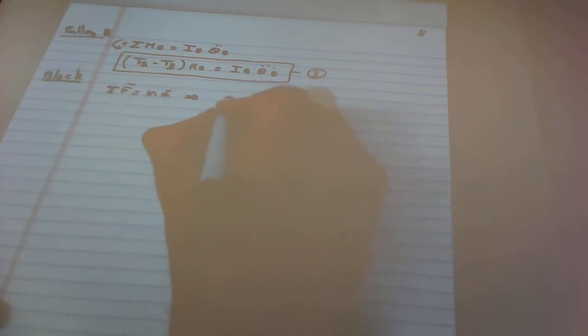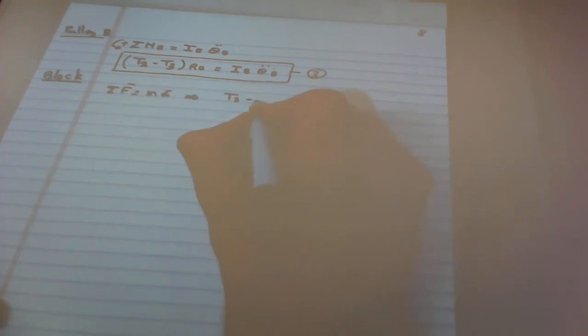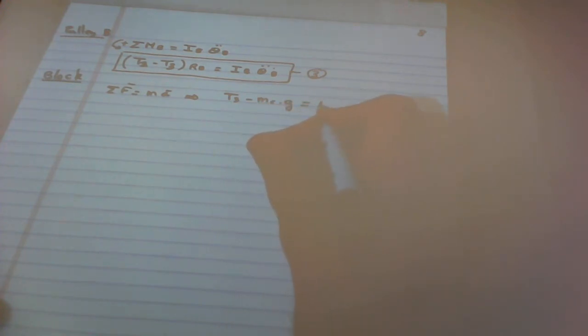Okay, and now we have the block. So what is the equation of the block? Summation of forces equals MA. So what will be the equation over here? T3 minus M sub C G is equal to M X sub C double dot. X sub C, yes.